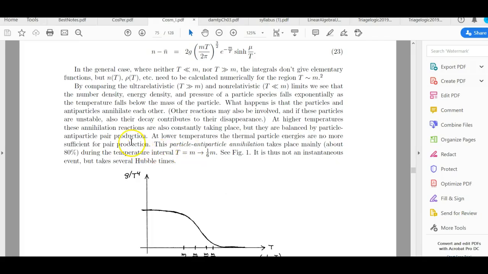And I can show you the notes. This is from the University of Helsinki. So here is the statement: at lower temperature, the thermal energies are no longer sufficient for pair production. Particle-antiparticle annihilation takes place during the temperature interval when temperature falls from m to m/6.